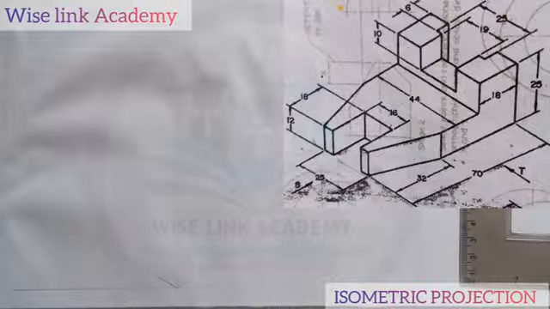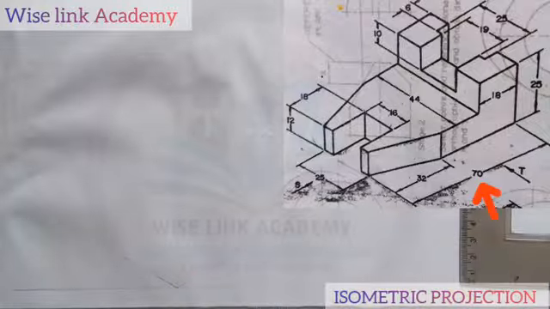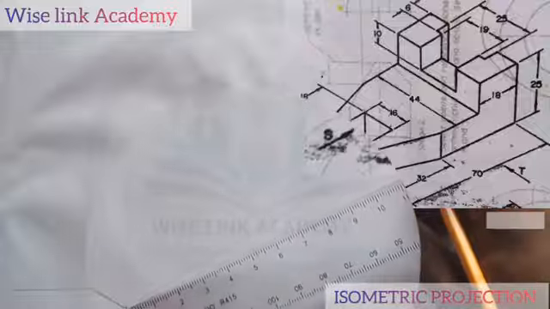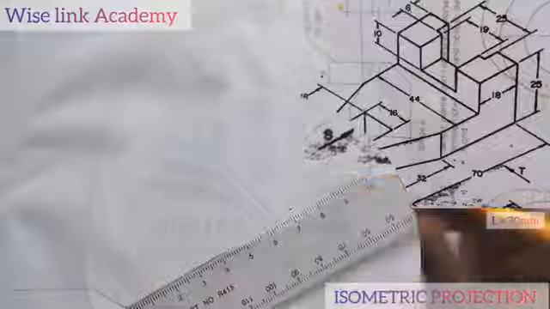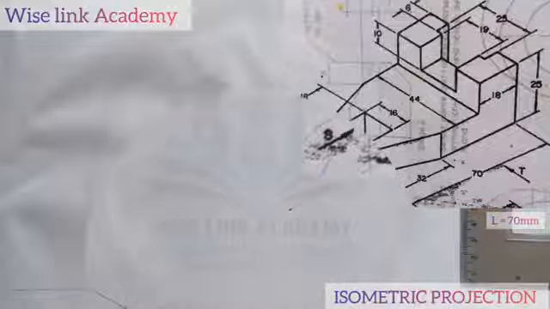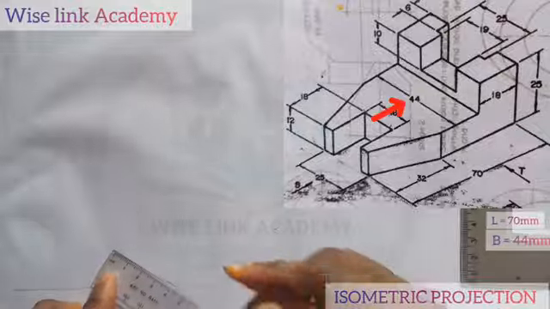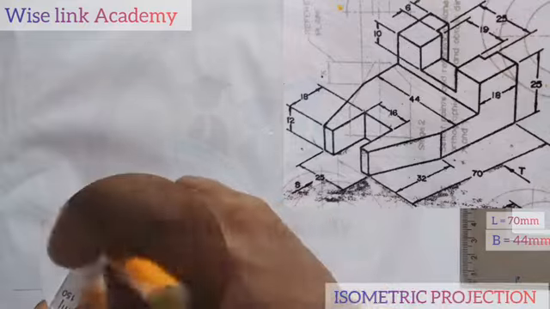Getting my length from the diagram, as you can see my arrow indicating the length, from this point here to this point, 70, which is my length. So I'll measure out 70 with the help of my meter rule. Next, if you observe closely, my entire breadth is 44. So I'll measure 44 from this point here to this point.